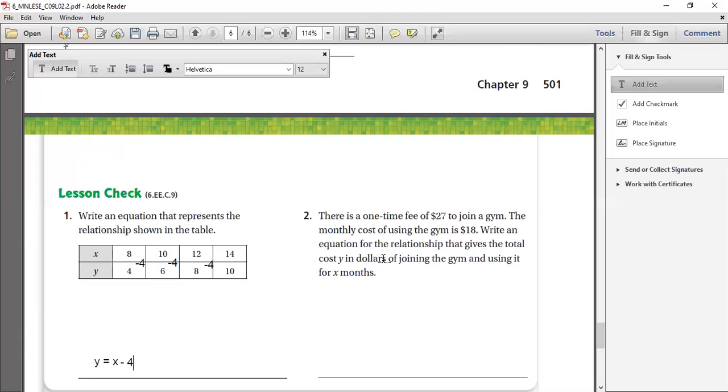Write an equation for the relationship that gives the total cost y in dollars. Now again, the total cost is y, so y equals joining the gym and using for x months. So we don't know how many months. So what's the cost for 1 month? It's 18. And how many months? We don't know. So that's x plus 27, because whenever we join, we have to pay 27. So it's plus 27. $18 multiplied by how many months? We don't know. But for 1 month, it's $18. So your equation has to be y is equal to 18x plus 27.